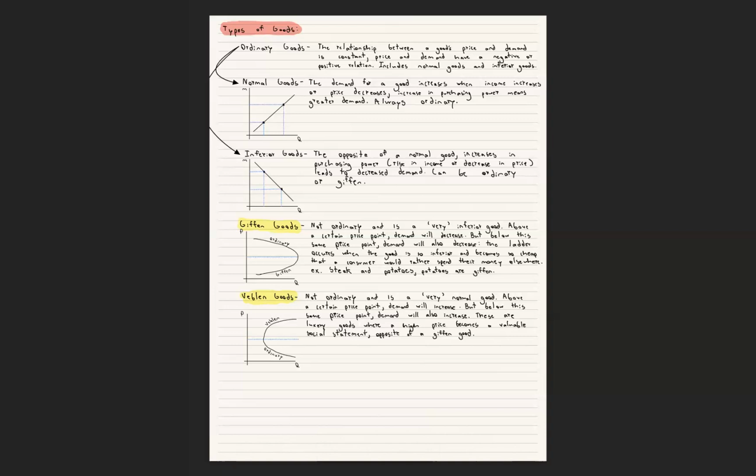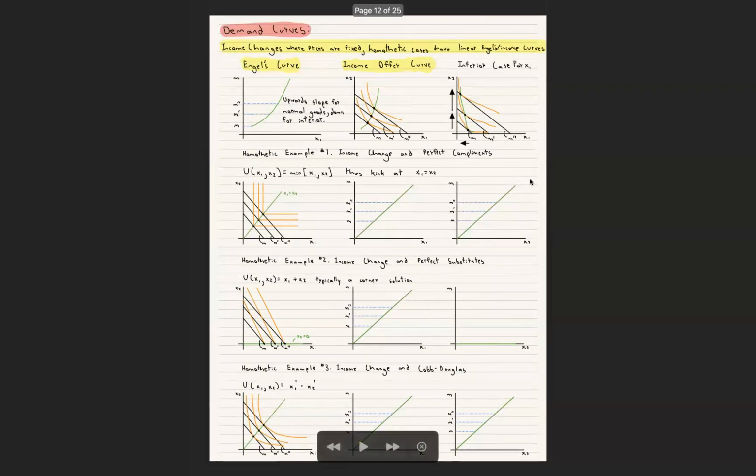Veblen goods are not ordinary and are very normal goods. Above a certain price point, demand will increase, but below the same price point, demand will also increase. These are luxury goods where a high price becomes a valuable social statement and is the opposite of a Giffen good. So here we have some examples of demand curves, given certain cases, specifically regarding homothetic examples.